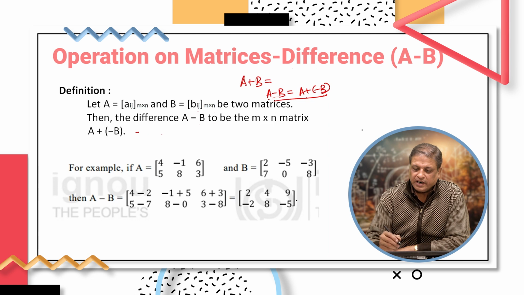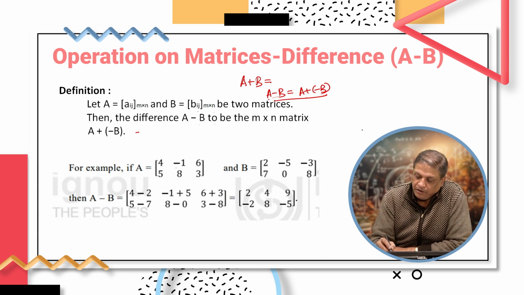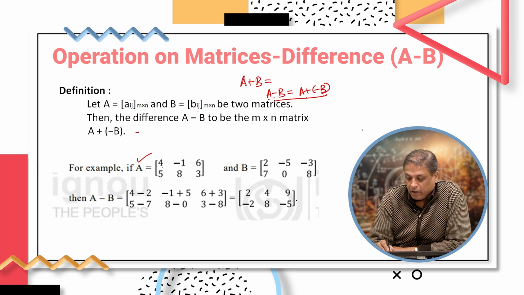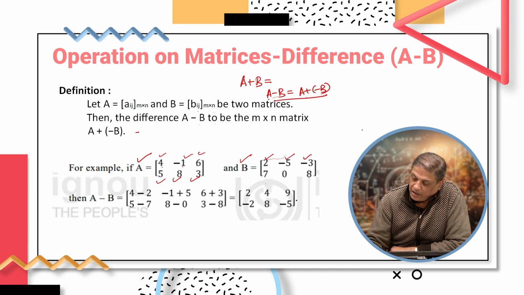Now let's understand this definition with the help of an example. We are having, say, two matrices wherein the values are 4, minus 1, 6, 5, 8 and 3, and matrix B wherein the values are 4, minus 5 and minus 3, and we are having 7, 0 and 8. Now point wise if we are going to subtract, then what will happen?